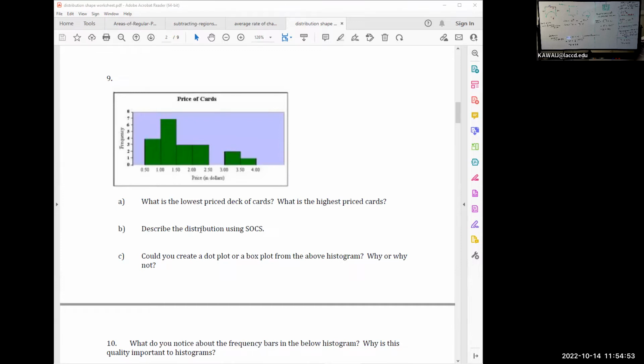Forget the SOCS, I'm not sure what that stands for. Just use all the words that we had previously used before. Okay, so the lowest price is 50 cents. Right, because it's the lowest price. And then $4 is the highest.